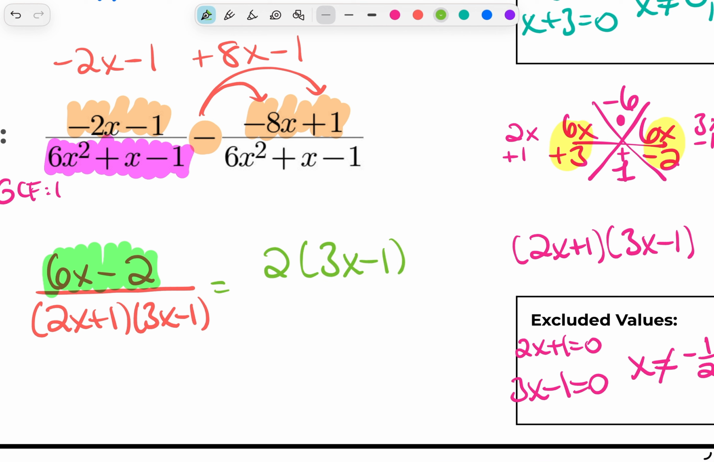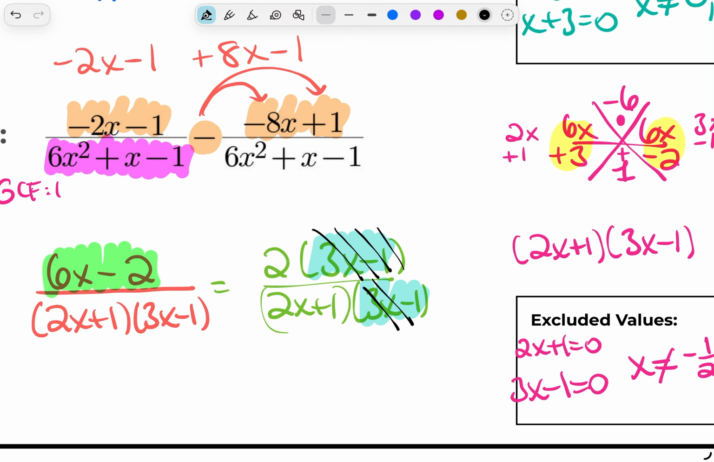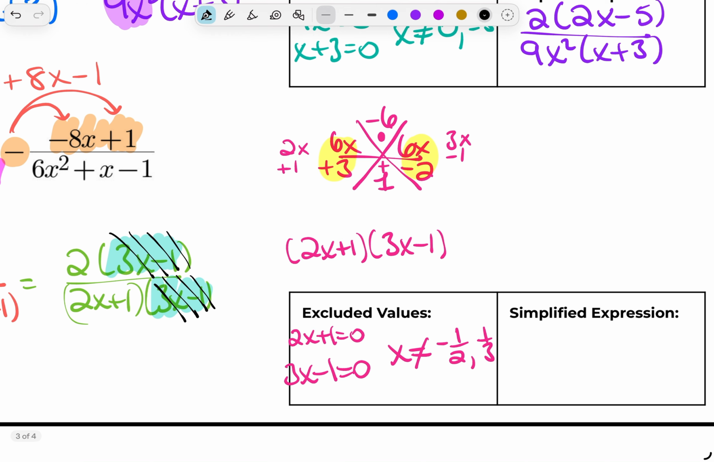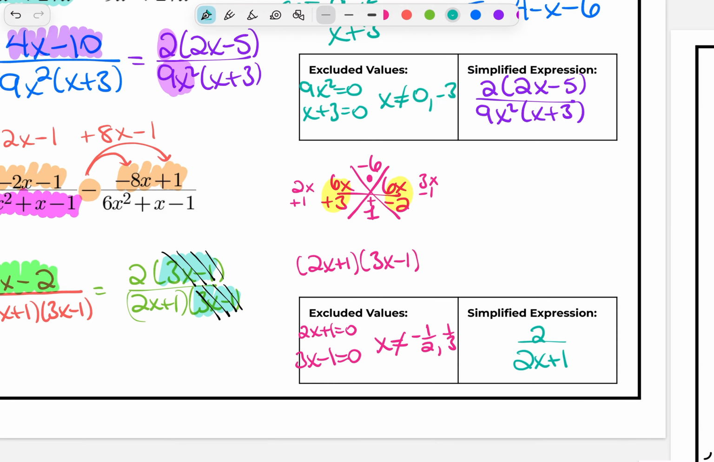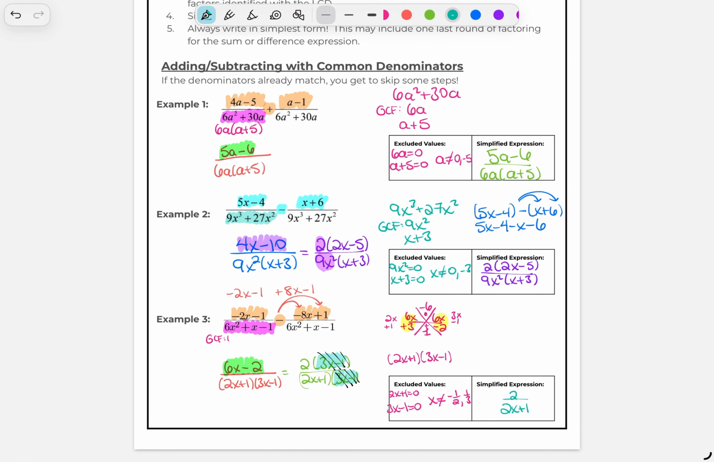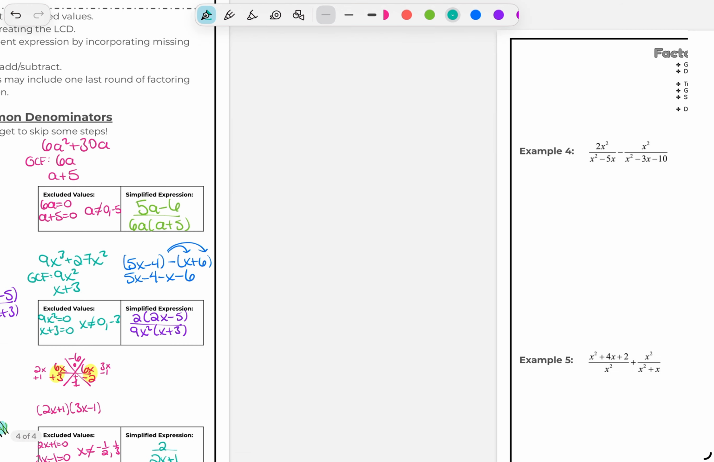And so we can see that we actually can simplify this further. We do have a matching factor from the numerator with the denominator. So as we had done in the previous notes, we can divide those out. And so we are going to be left with a 2 over 2x plus 1. All right, so not too bad when you have the common denominator already.